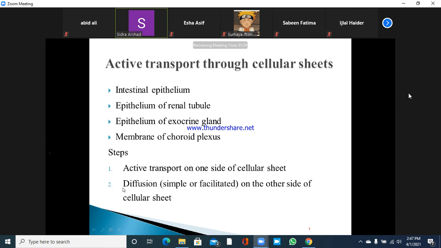And the steps are these two steps, which I already told you: active transport on one side of the cellular sheet and diffusion, which can be simple or facilitated, on the other side of the cellular sheet. The other side is basically the luminal side. So this is how the movement of ions or substances takes place through the cellular sheet. Is there any question?